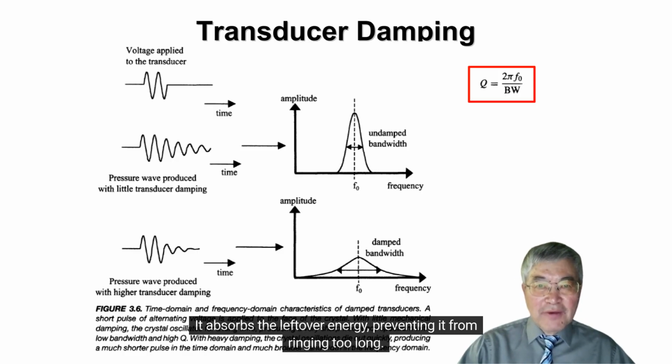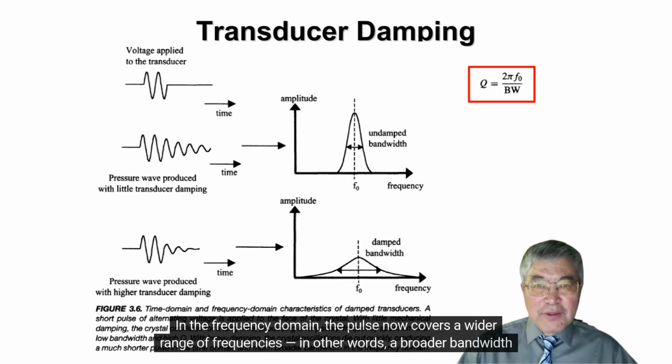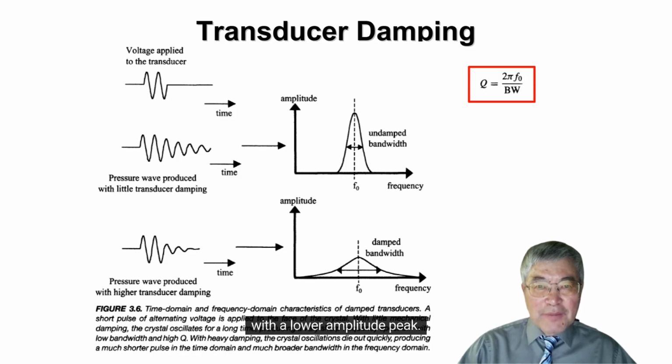It absorbs the leftover energy, preventing it from ringing too long. In the time domain, that means the vibration decays faster, giving us a short, clean pulse. In the frequency domain, the pulse now covers a wider range of frequencies. In other words, a broader bandwidth with a lower amplitude peak.